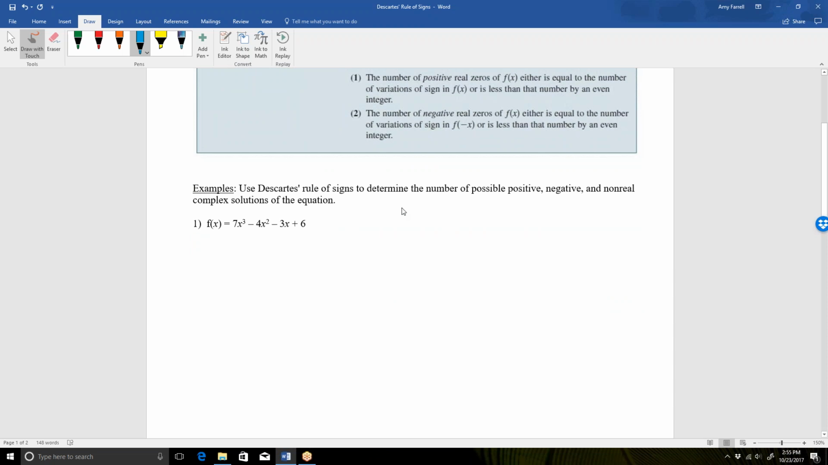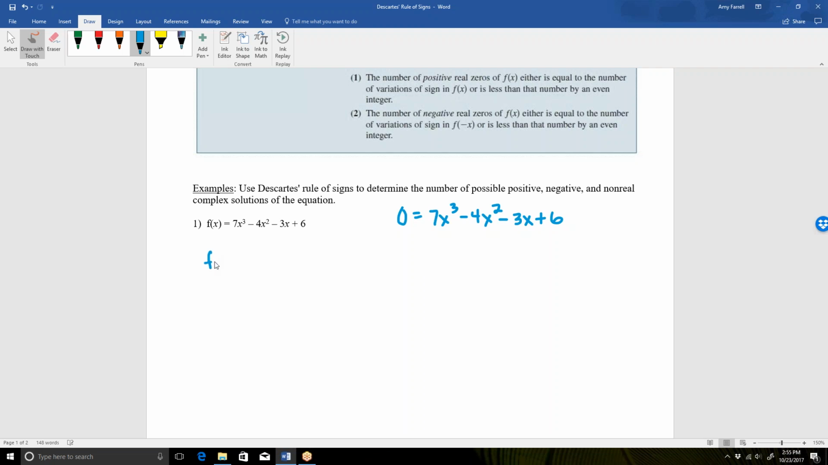So we are interested in the solutions to this equation here. And Descartes' rule of signs is not really going to help us find the exact solutions, but it is going to help us determine how many possible positive real zeros or solutions we're going to have, how many possible negative real solutions, and then we'll use that information to help us determine the possible number of complex solutions. So we're wondering, what do the solutions of this equation look like?